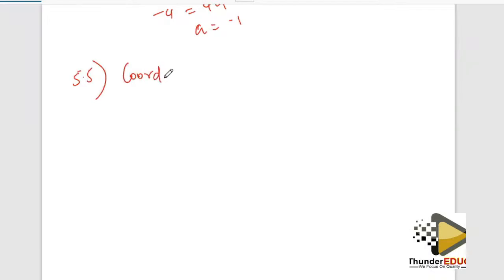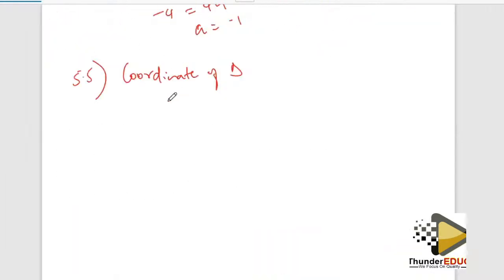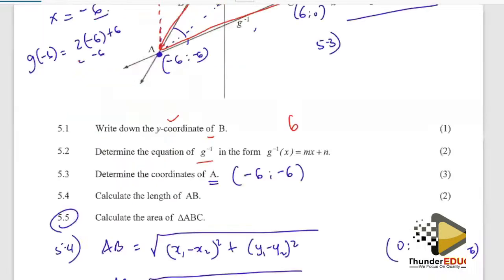The same, coordinates of D. We know that the line that is passing through D is our original, 2x plus 6. At the point D, y is 0. So 0 is 2x plus 6. I'll move the 2x that side, negative 2x is 6. Divide both sides by negative 2, which means x is negative 3.